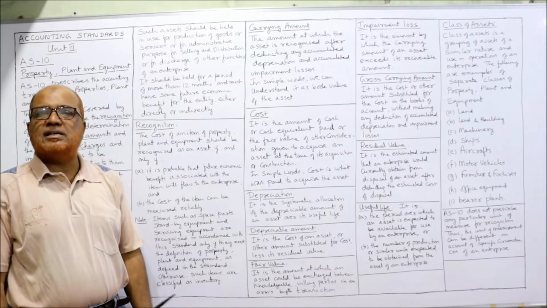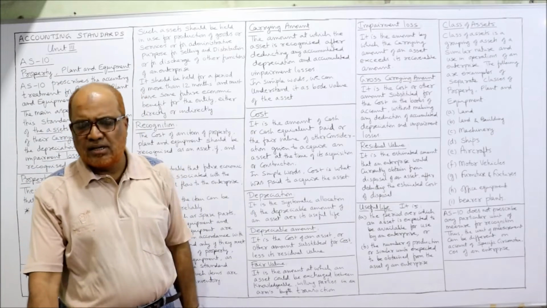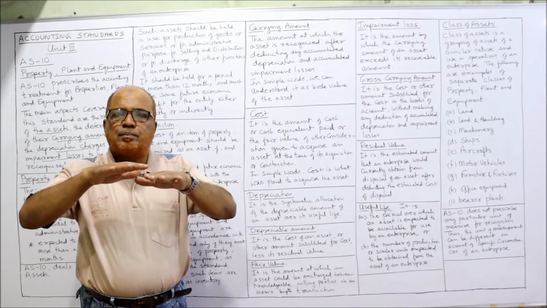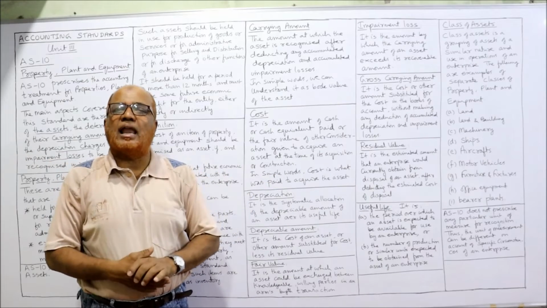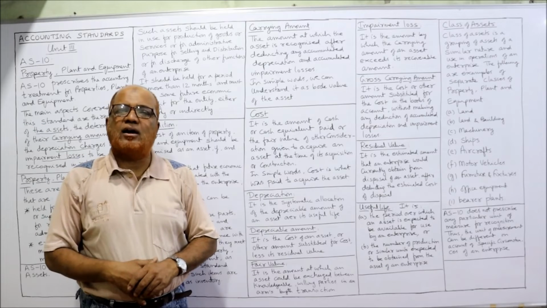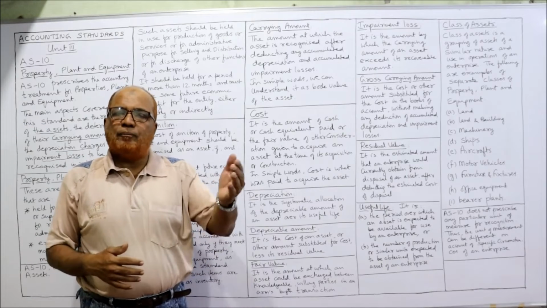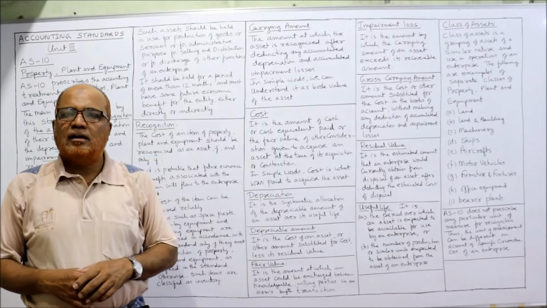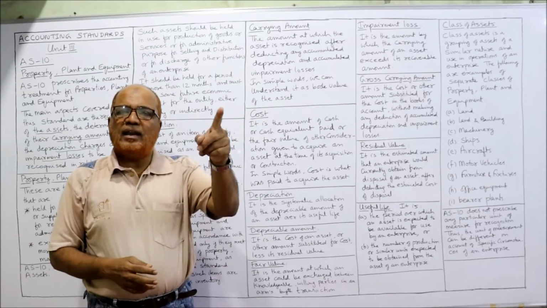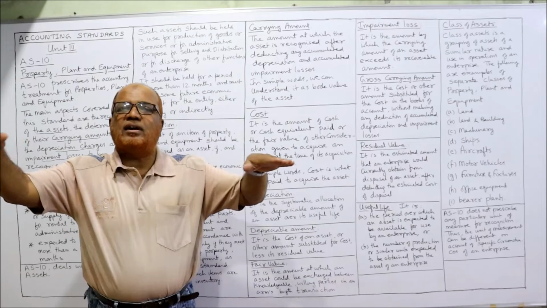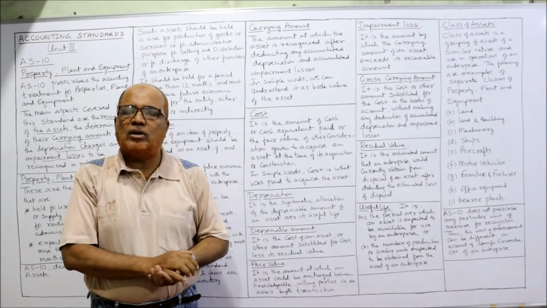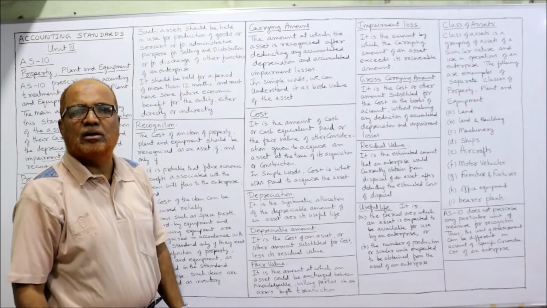Next is depreciation. Simple words. Depreciation means the cost of the asset which is spread over its economic life. Example, we have purchased an asset for 1 lakh and we estimate that the life of the asset is 10 years. So 1 lakh rupees will be spread over 10 years. So every year whatever amount we get, that amount is called depreciation.